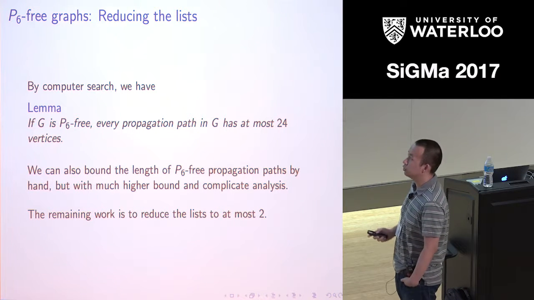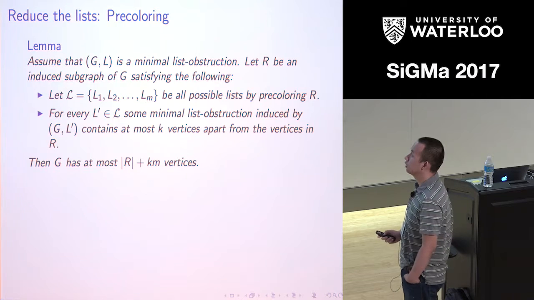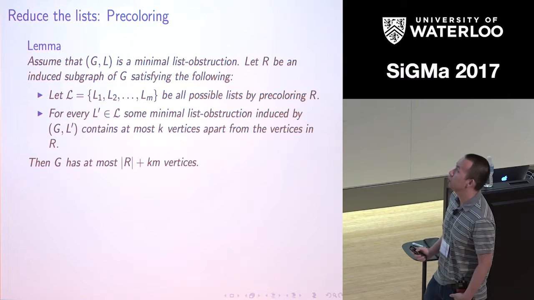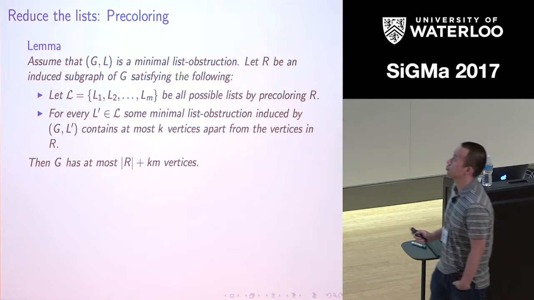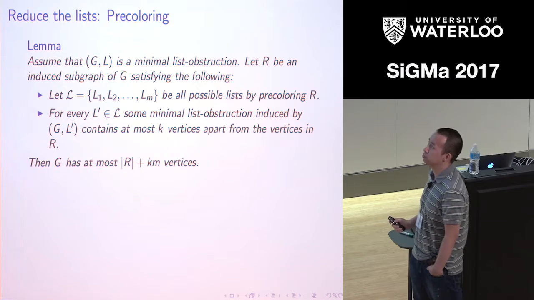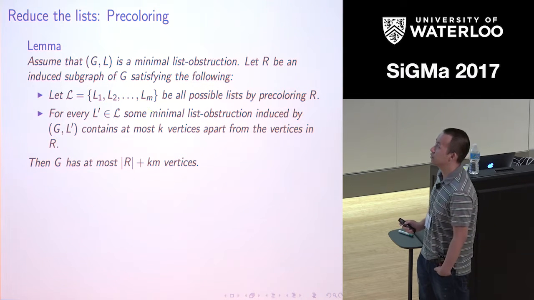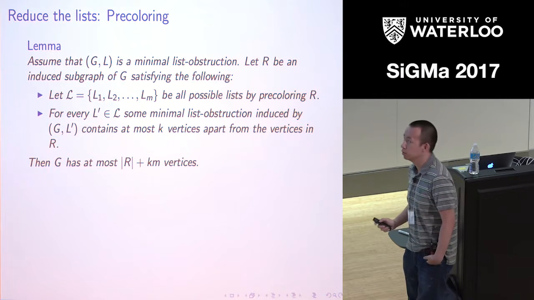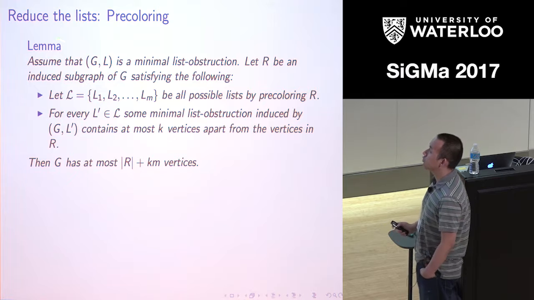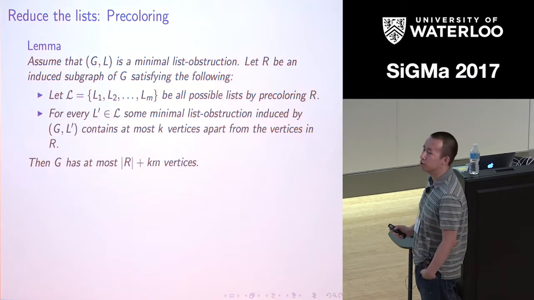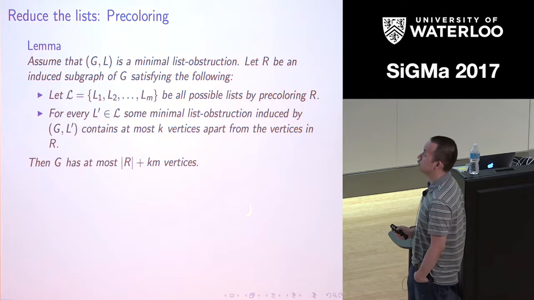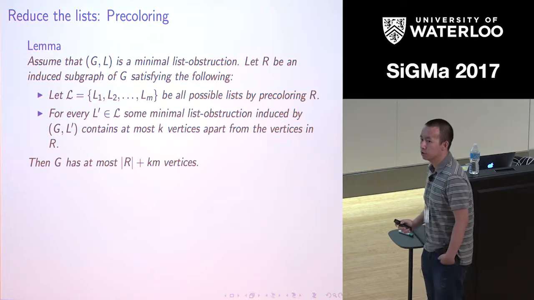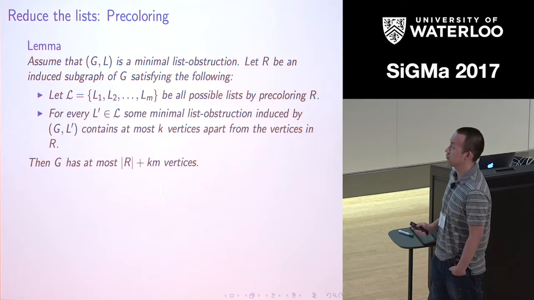To do that, we need some tools. The first tool is pre-coloring. Assume we have GL, which is a minimal list subtraction. We let R be some induced subgraph of G, and we assume that there are finitely many possible colorings of R. If we pick one of the pre-colorings of R, the minimal list subtraction induced by that is bounded by some K. If the two conditions are satisfied, then we can bound G.